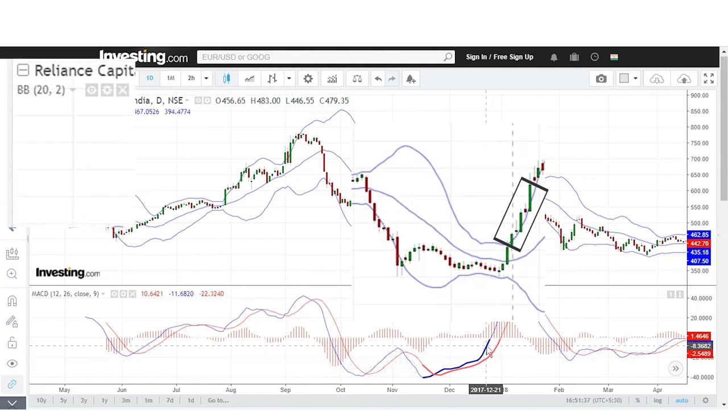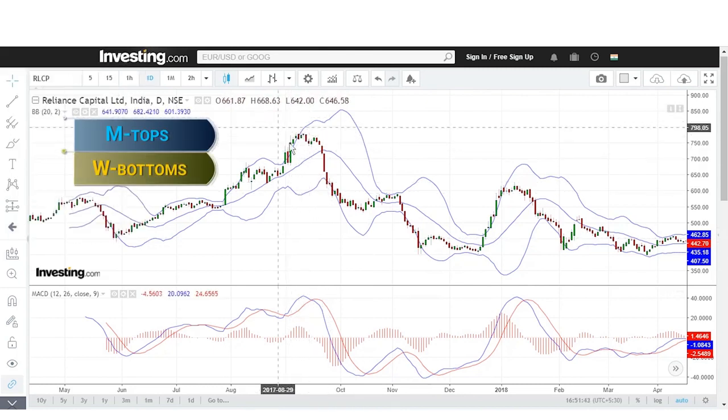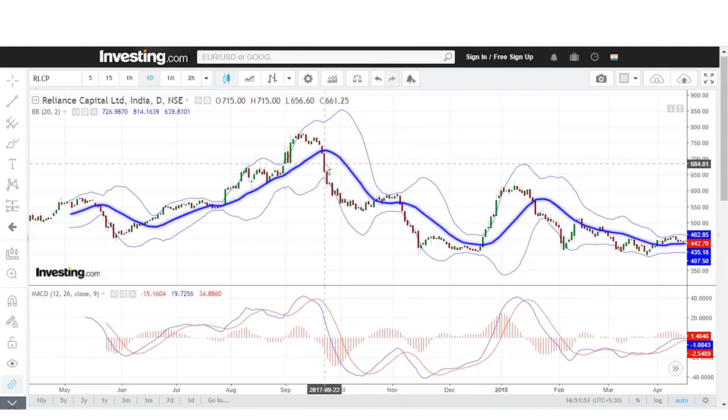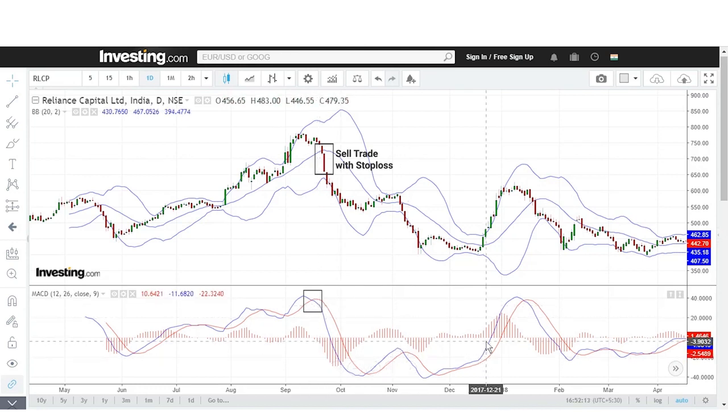Now, this is very important. All these conditions should be fulfilled. What are the conditions? There should be M top or W bottoms. Price should eventually go below the intermediate swing points, here this one, here this one, and price should move below the mid Bollinger Band in this case and above in this case, and correspondingly the MACD crossover should have been there. Here in this candle there was already a crossover because the MACD line has gone below the signal line. Here in this candle there was already a crossover and you could have taken this trade.